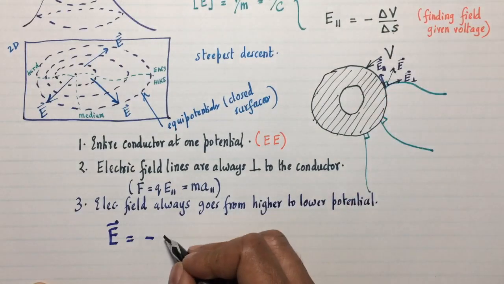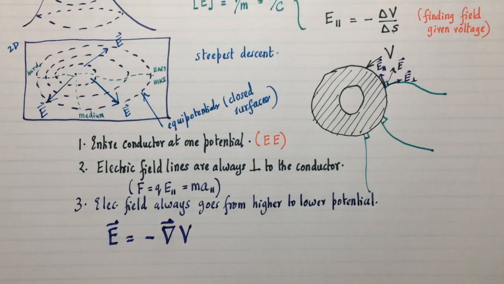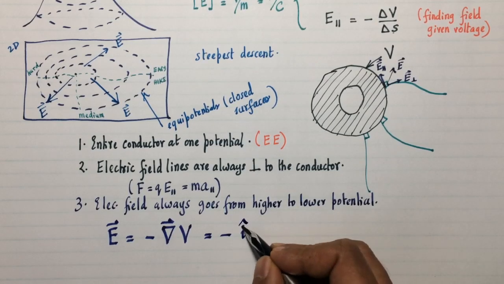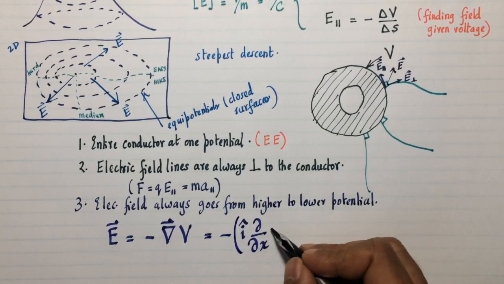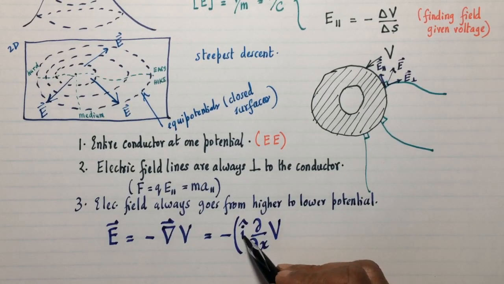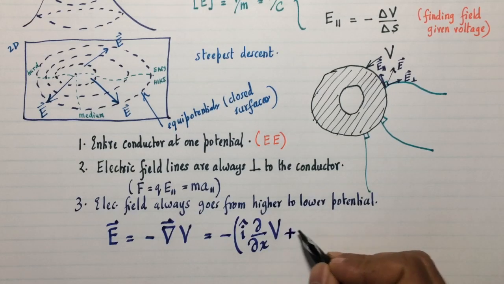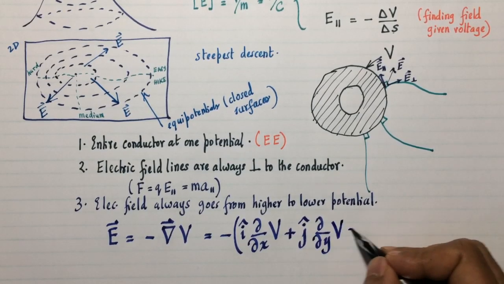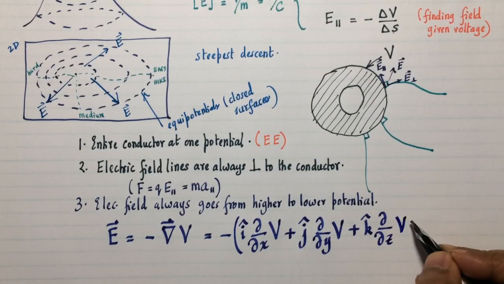Now I'm going to replace that with something called the gradient of the voltage V. Now what this gradient really means is it is equal to i hat times the derivative with respect to x of the voltage plus j hat times the derivative with respect to y of the voltage plus k hat, the derivative with respect to z of the voltage.